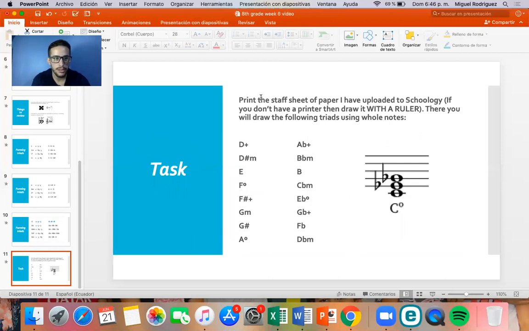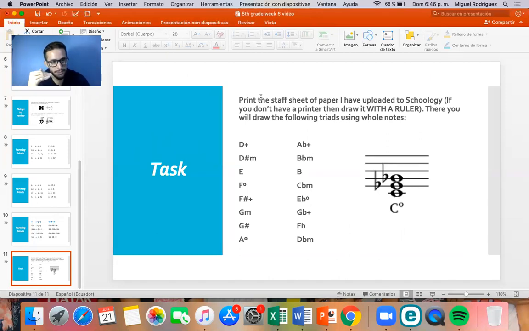I have uploaded in Schoology a staff sheet of paper, okay? So you're going to print it in your house. If you don't have a printer, you can draw it, okay? But if you're going to draw it, please use a ruler. Don't just do it by hand, because it's not going to look very nice. It's going to look very messy. So if you cannot print it, then simply draw it.